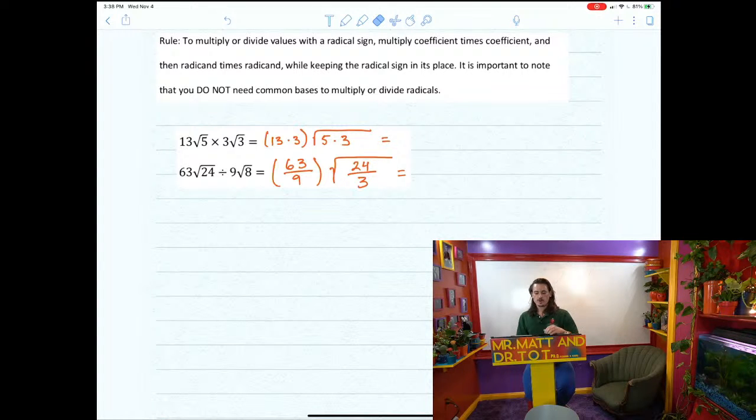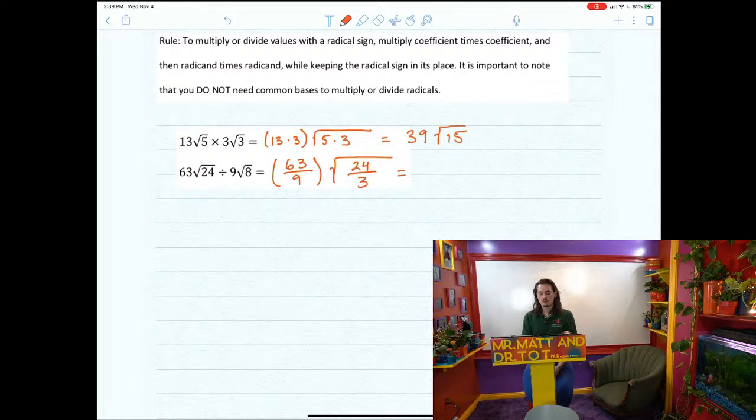Okay, looking at the first problem, we have 13 root 5 times 3 root 3. So we're going to just multiply coefficient times coefficient, 13 times 3, times the square root of the radicand times the radicand. So the square root of 5 times 3. 13 times 3 is 39. 5 times 3 is 15. 15, because it's the product of two prime numbers, 5 and 3, we can't break those down anymore. And as they're written, there are no pairs underneath the radical sign. So this is already in simplified form.